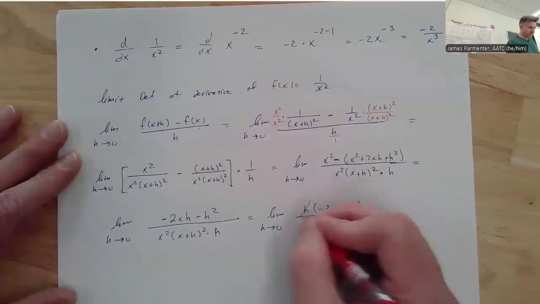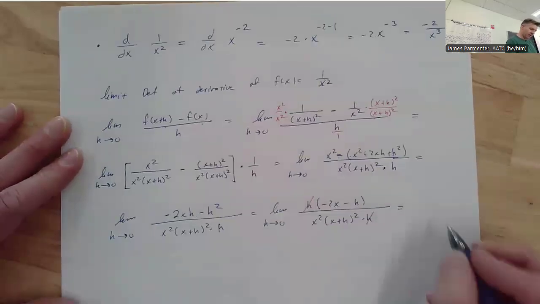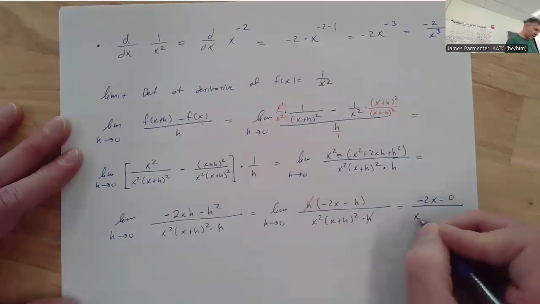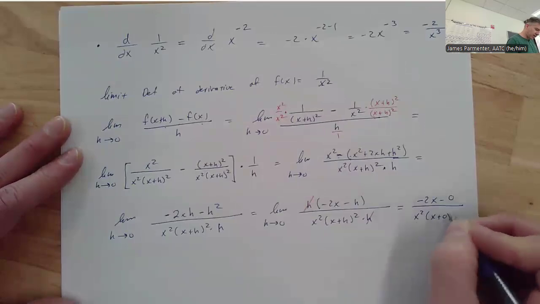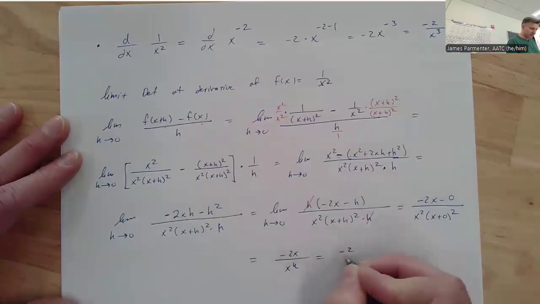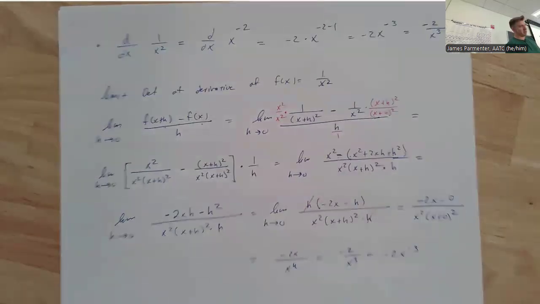Finally, this h divided by that h is 1, and we can let the rest of the h's go to 0 and get negative 2x minus 0 over x squared times x plus 0 squared. Skip that step and get negative 2x over x to the fourth, which reduces to negative 2 over x cubed. Or if you prefer, negative 2 times x to the negative third. Exactly what we were expecting to get.